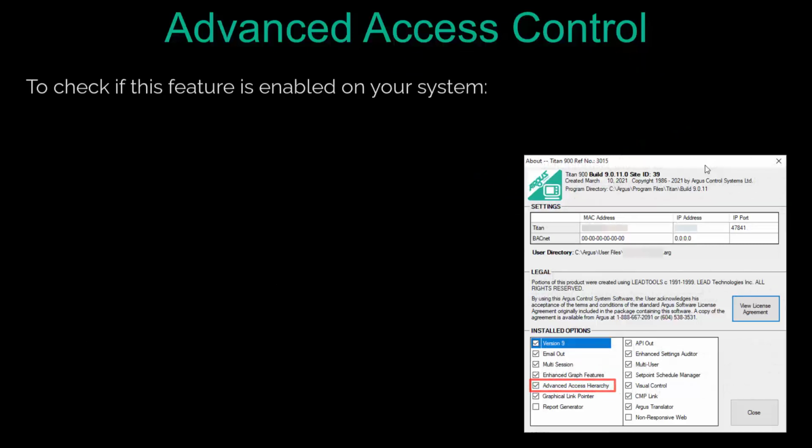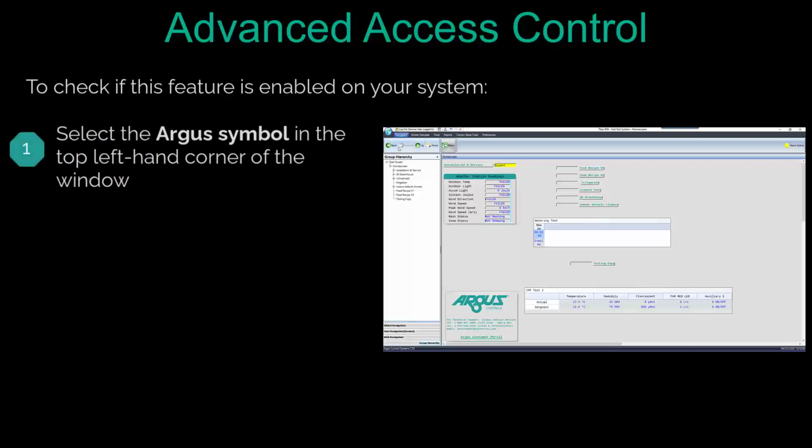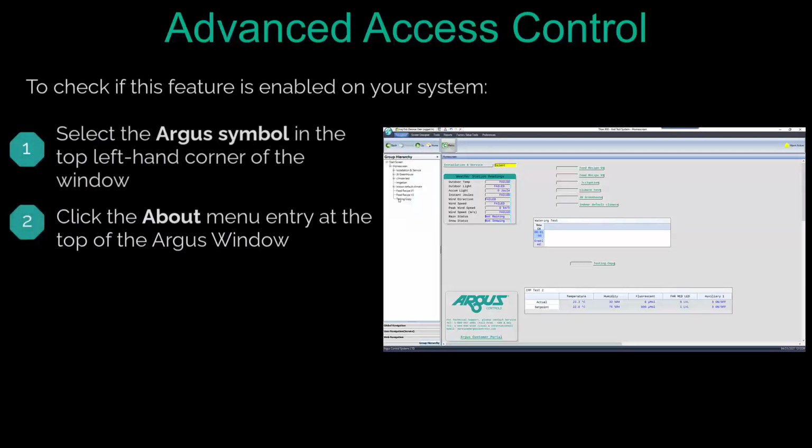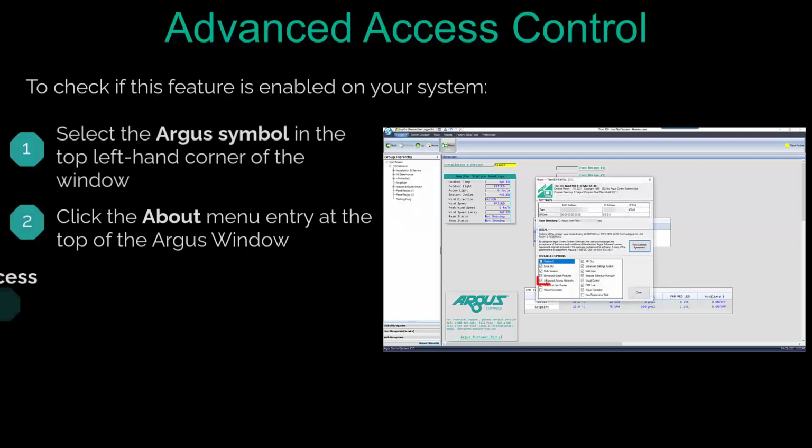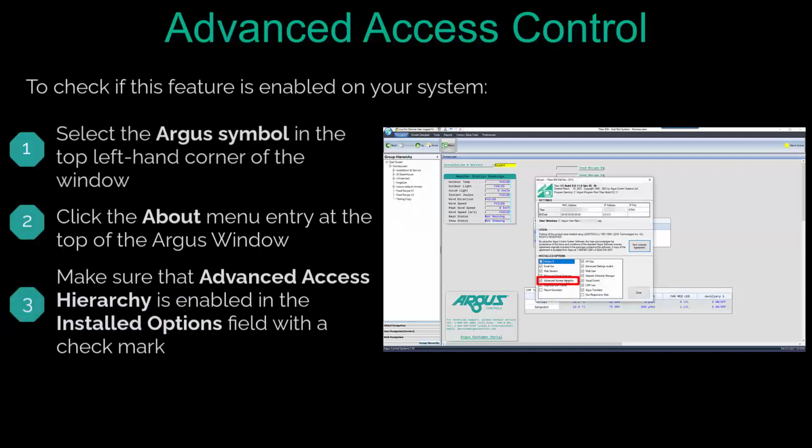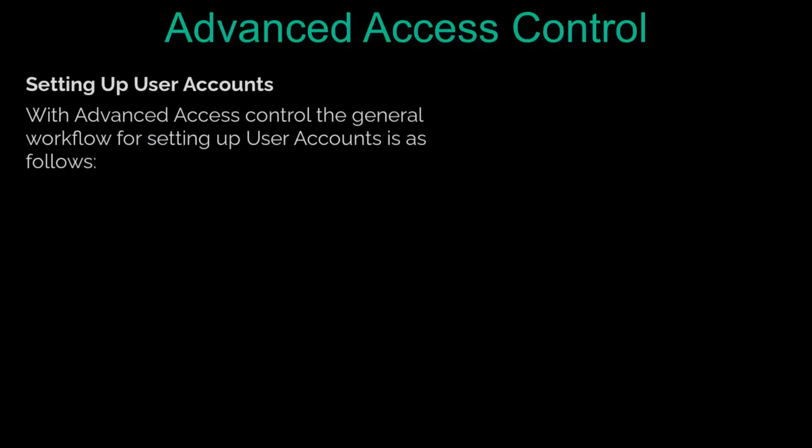To check if this feature is enabled on your system, select the Argus symbol in the top left-hand corner of the window. Click the About menu entry at the top of the Argus window. Make sure that Advanced Access Hierarchy is enabled in the Installed Options field, with a checkmark as shown in this diagram.